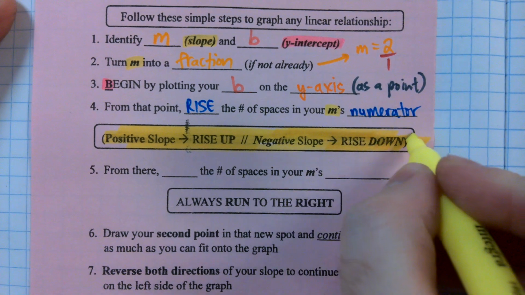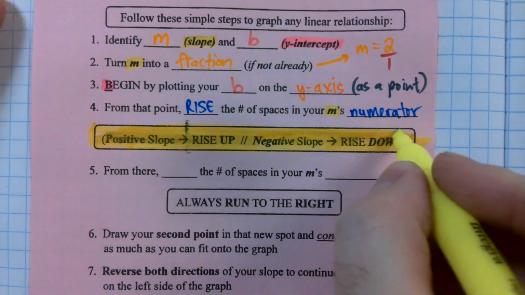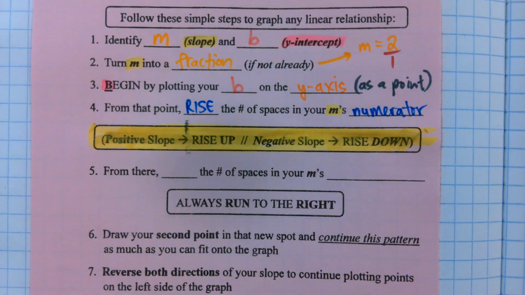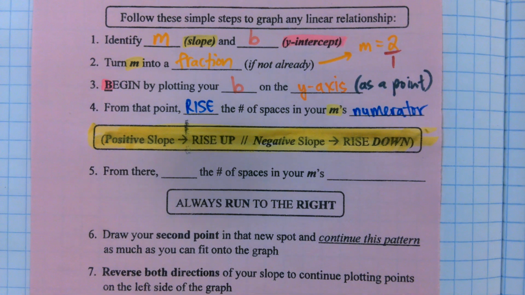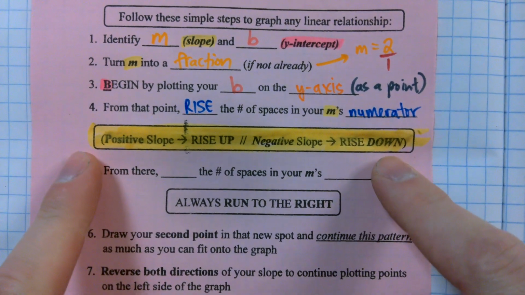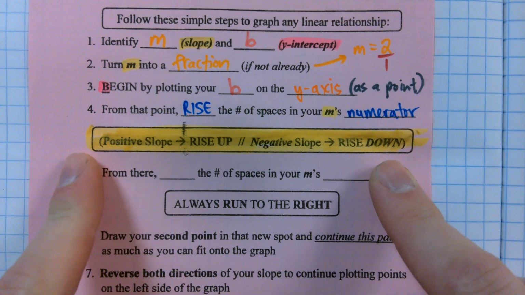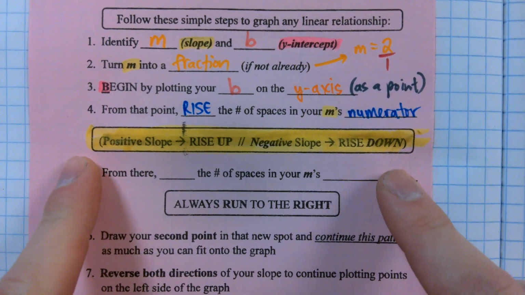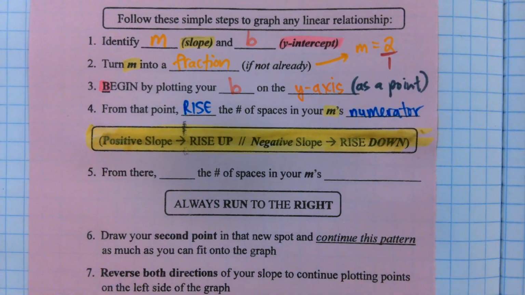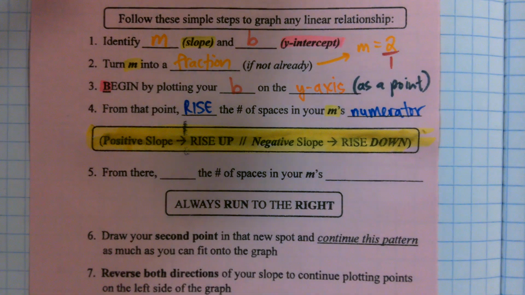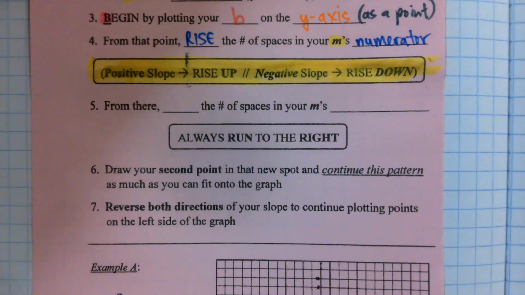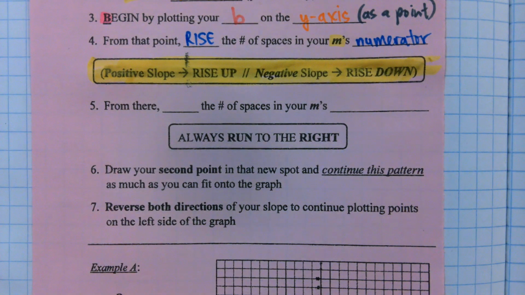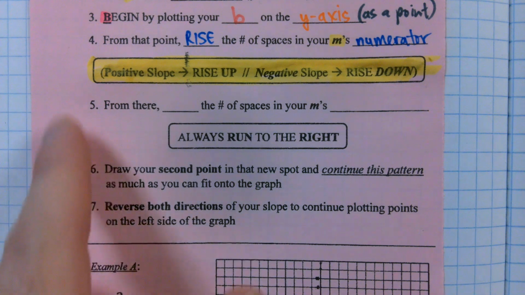What direction do we want to rise if my slope is positive again? Up. What about if my slope is negative? Down. We're going to rise down. Now, I would highlight this just so you don't forget, but not in a super dark color, probably not a purple or a green or a blue if possible. As long as you're able to read it and you know it, then that's fine.